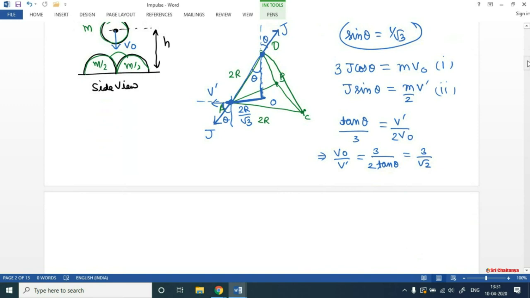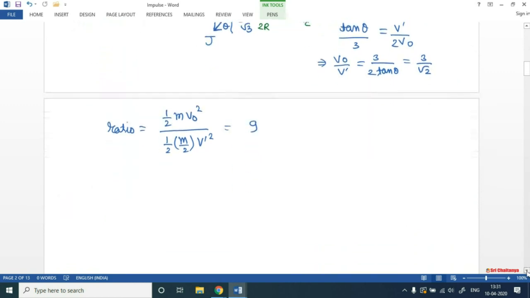Okay, and we are required to find the ratio of kinetic energy of the spheres before the collision. So that would be half m V naught square, divided by the kinetic energy of any of the balls after collision. So that would be half into m by 2 into v dash square. Since we know the value of v naught by v dash, we can substitute this over here, and this answer we are supposed to get as 9. So that is one problem over here.